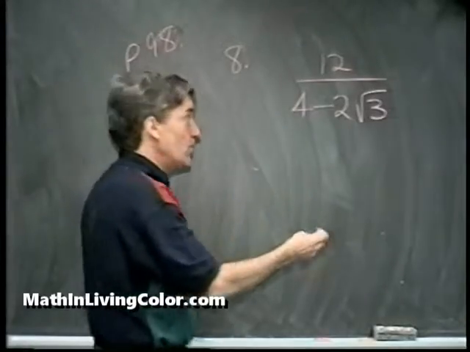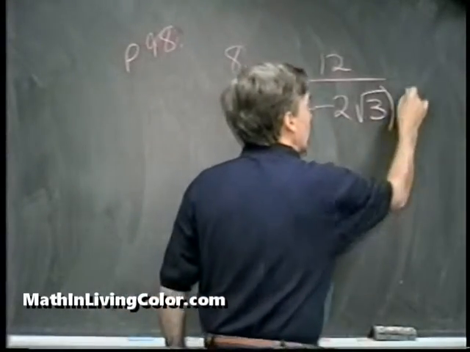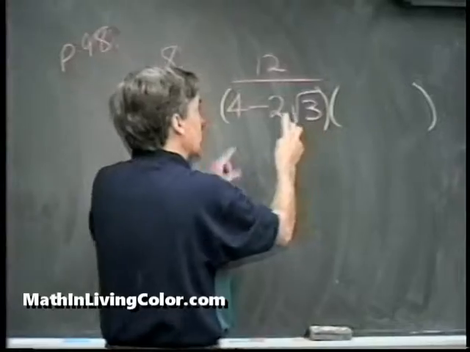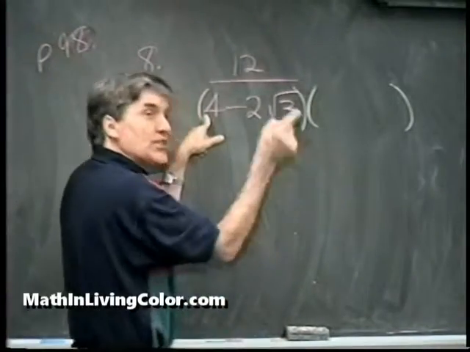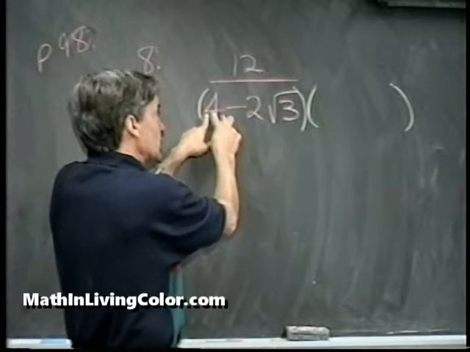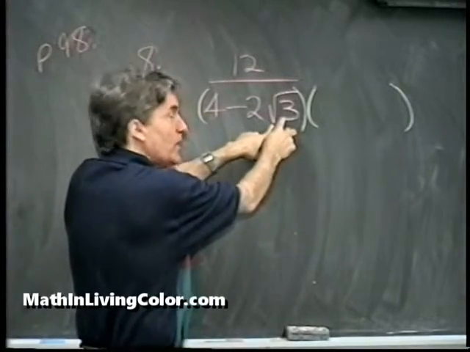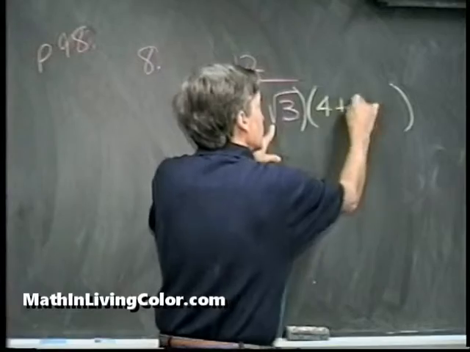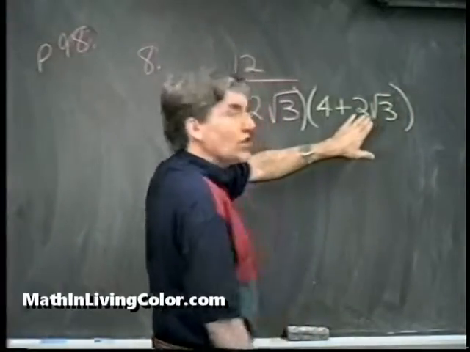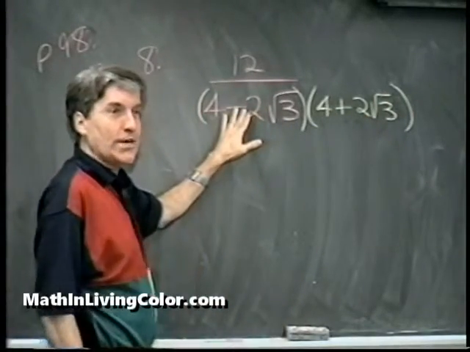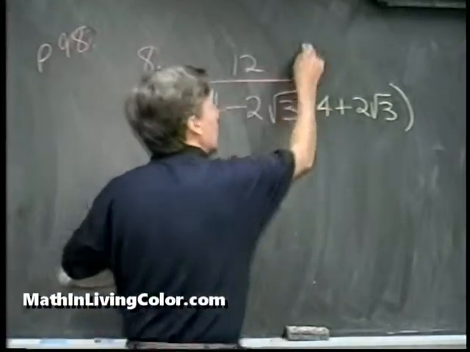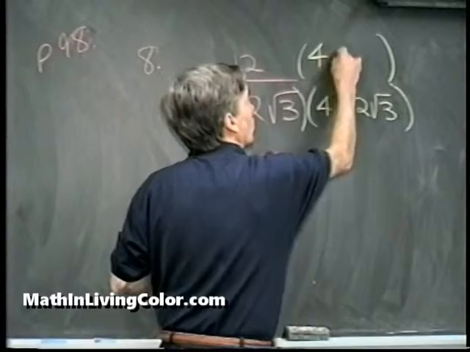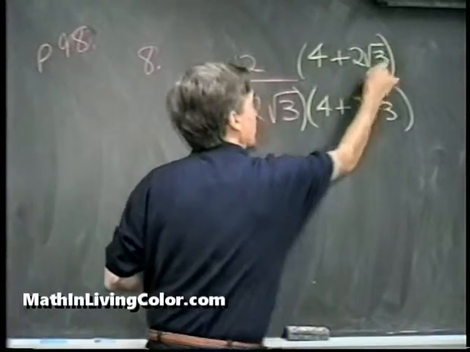By trying a few things, you're going to find that if you multiply the denominator by exactly the same thing as the denominator, but with the opposite sign in the middle, that is, if this is 4 minus 2 square root of 3, we're going to multiply by 4 plus 2 square root of 3. That's called the conjugate of the denominator. Anytime you take the negative of this middle term, it's called the conjugate. Multiply the numerator and denominator by 4 plus 2 square root of 3.